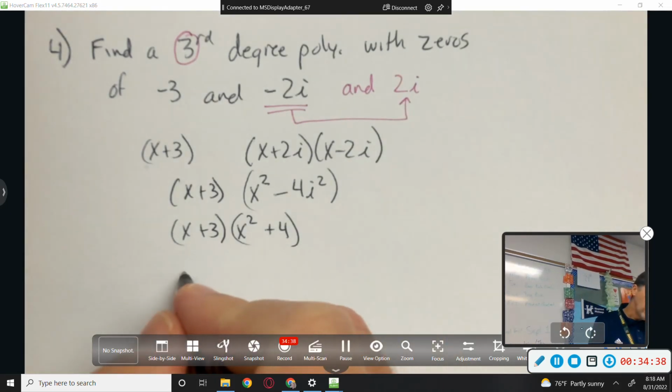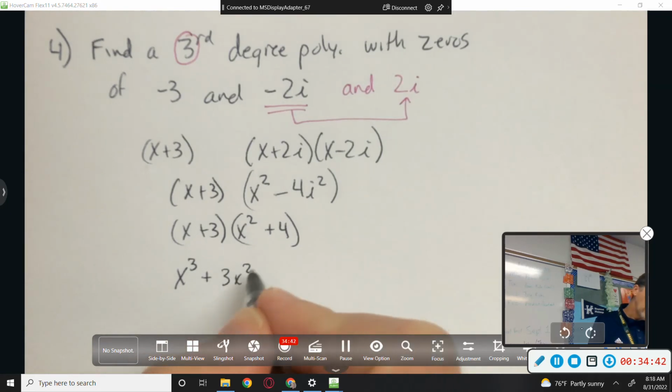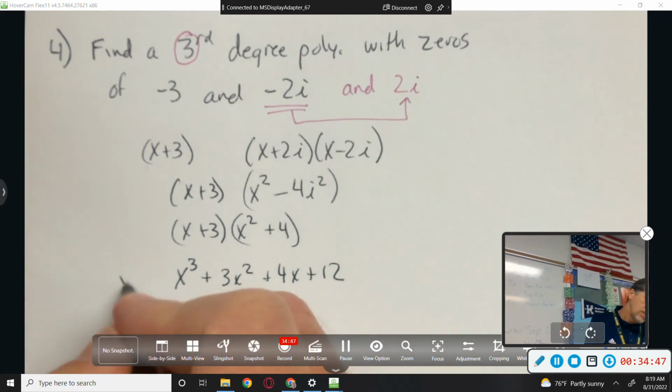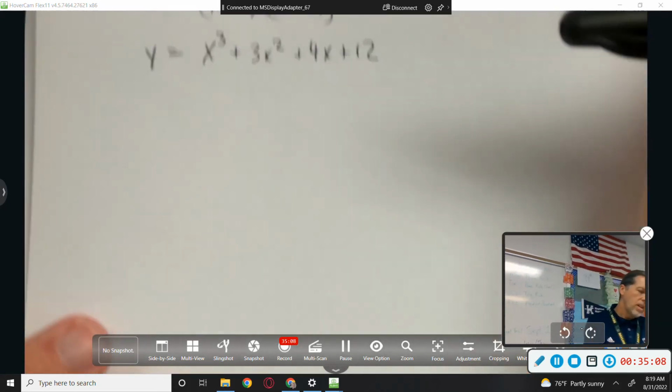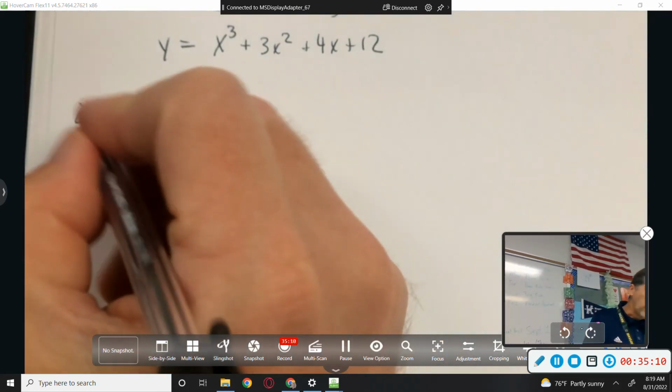Let's see, I got a FOIL, so x cubed plus 3x squared plus 4x plus 12. All right, one more. Then we'll do off the worksheet. You guys are jumping ahead.